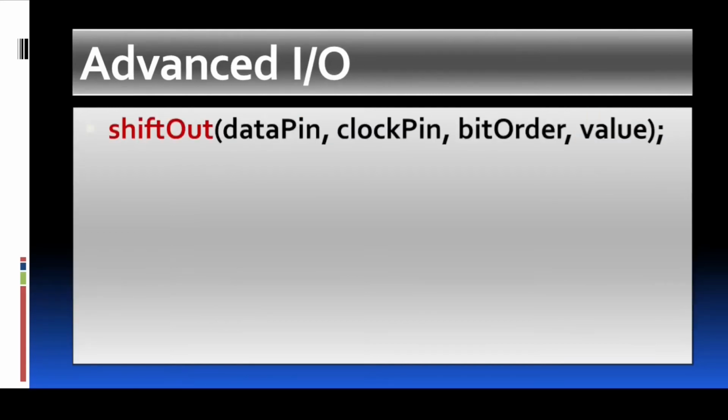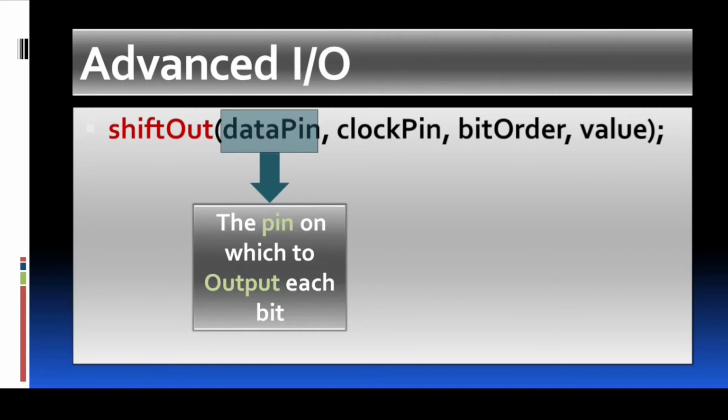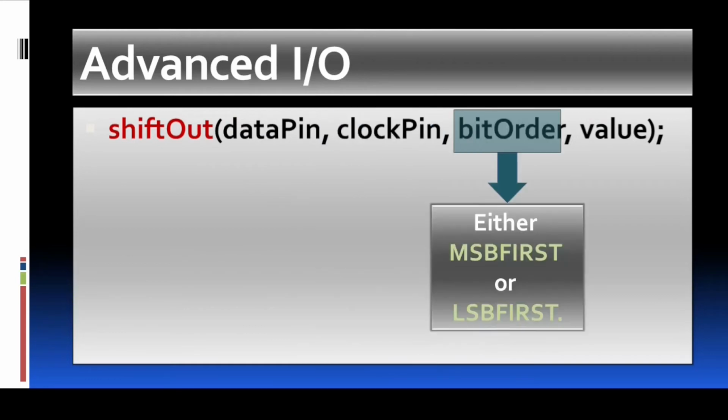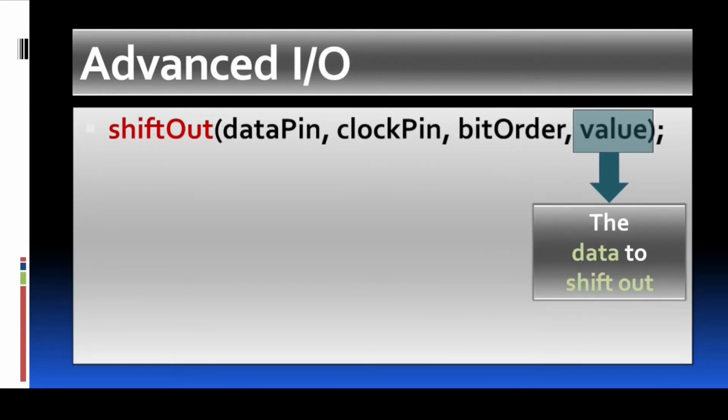Next is shiftOut. This is used to send one byte of data, a single bit at a time. As you can see in the syntax on your screen, first is the data pin, on which pin you want to send the data. Here is the clock signal. Here is the bit order, either MSB or LSB. And next is the value which you want to send.